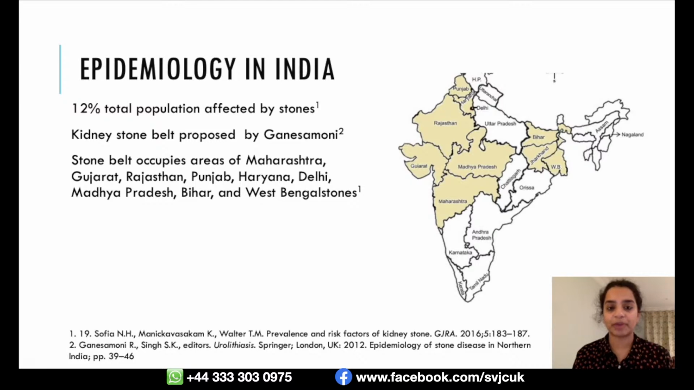A few papers have talked about the epidemiology of stone disease in India. It's approximated that about 12% of the total population are affected by stones, but this is more prominent in northern India than it is in southern India. There is, in some papers, a kidney stone belt described, which is affecting specific areas of India, including Maharashtra, Gujarat, Rajasthan, and more. Some of the reasons proposed for the difference in the stone rates in these areas compared to other parts of India include things relating to the temperature and to diet.